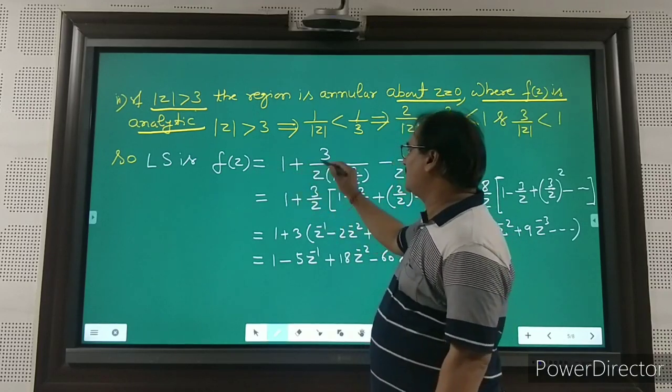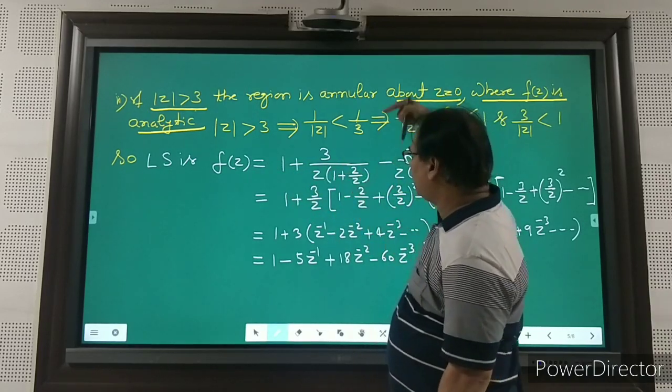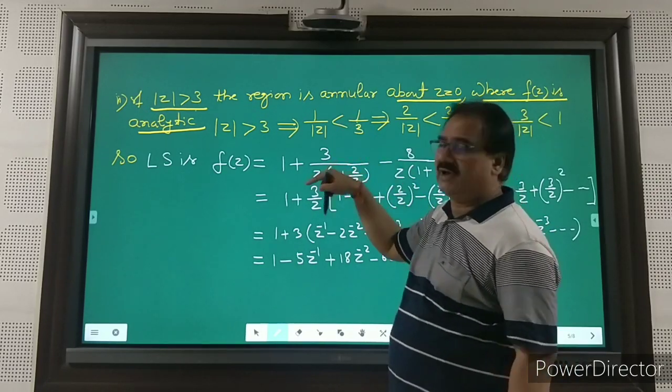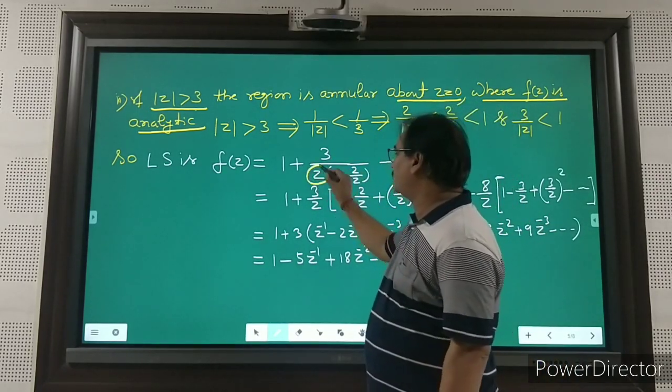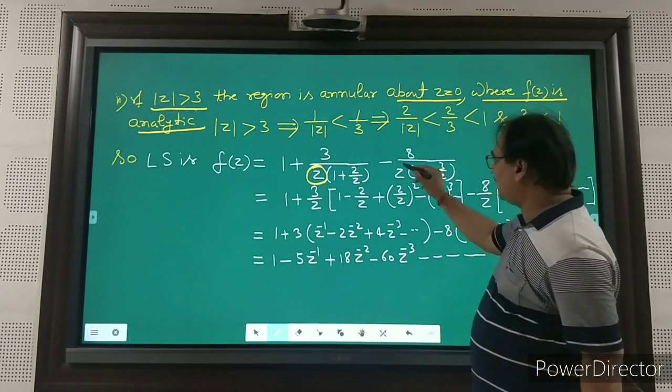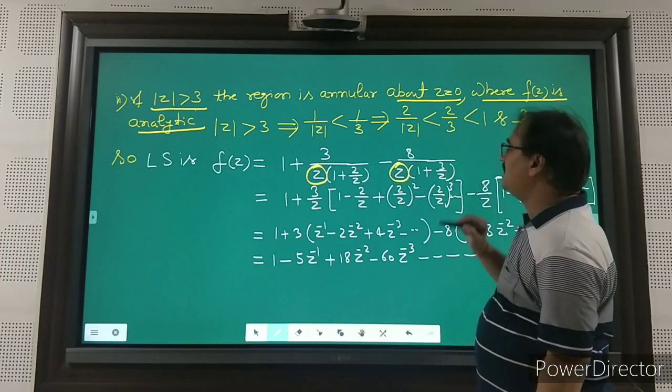If f(z) is equal to 1 plus 3 by, you can rewrite. There you have taken 2 outside. Here it is advisable to take z outside. So now you take z outside. Then you may write 1 plus 2 by z, and here also z outside, then 1 plus 3 by z.